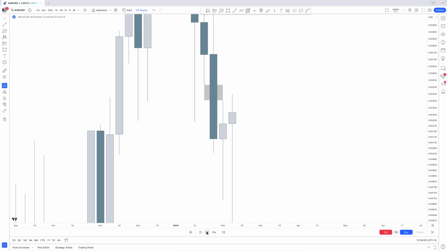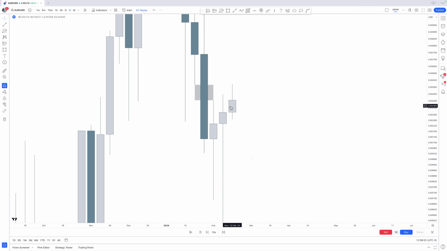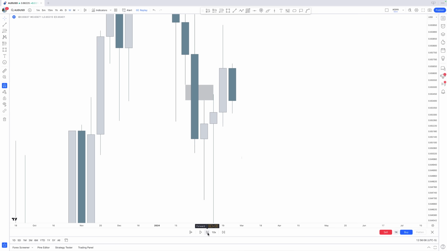When we then do not follow through lower with that next candle and it's again an up candle, this fair value gap can already be removed. It's not valid anymore. It's not strong enough to push price lower. It's now an old fair value gap.